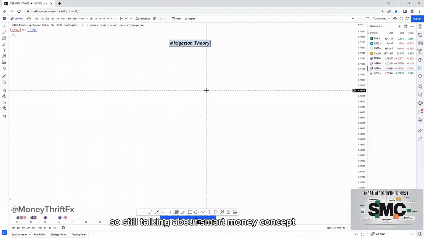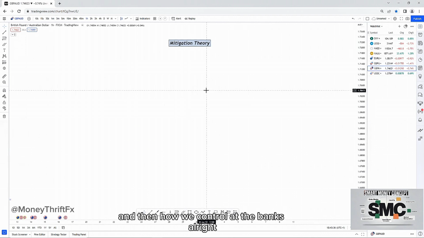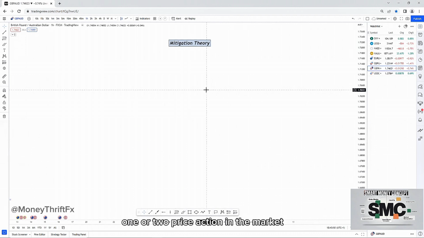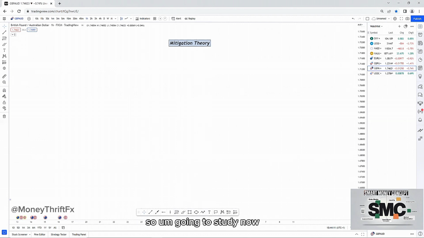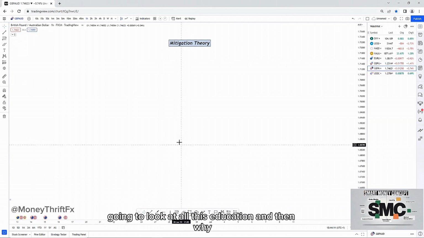Alright, so still talking about smart money concept and how we can trade like the banks, and utilize the opportunities to flow with the bank and structure, because you don't want to be trading against these big guys. They have enough capital to move the market to where they want to move it and influence price action in the market. We want to trade alongside the banks. We don't want to trade against them. That's why we're trading this smart money concept. We want to trade like the institutions, like those big guys. So we're going to look at what is mitigation and why the concept of mitigation.